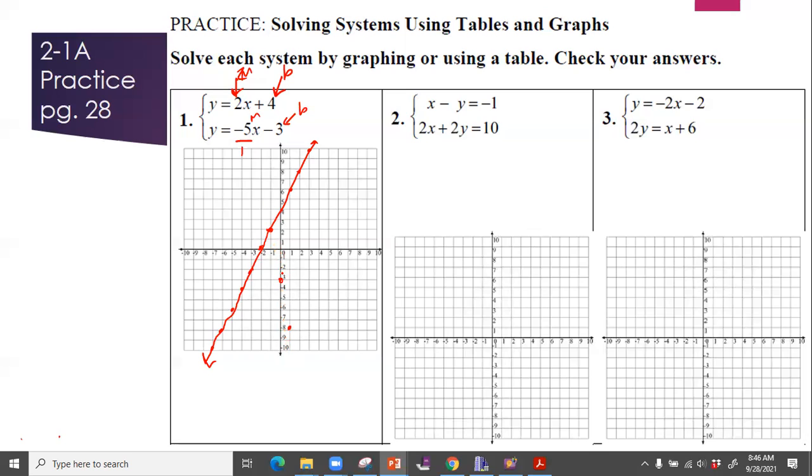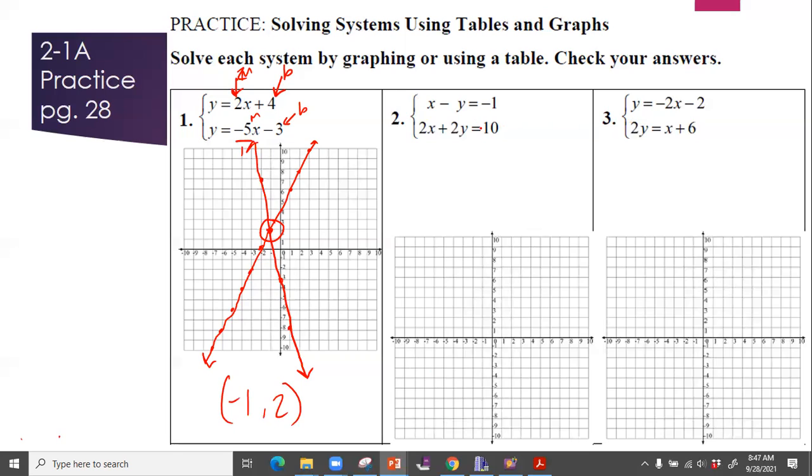So now I'm going to go up 5: 1, 2, 3, 4, 5, and right 1. Can't go up anymore. But do I clearly see where they intersect? They intersect at, so my answer is negative 1, comma 2. How do we feel? Is it doable?